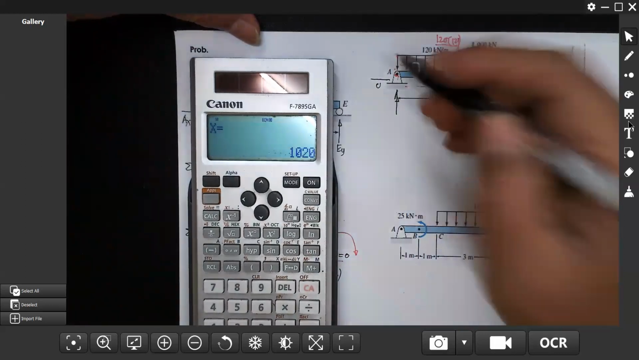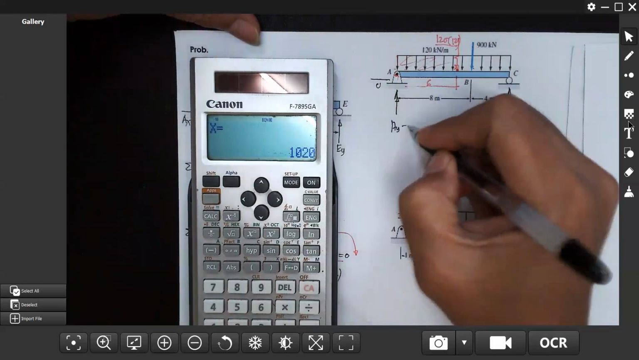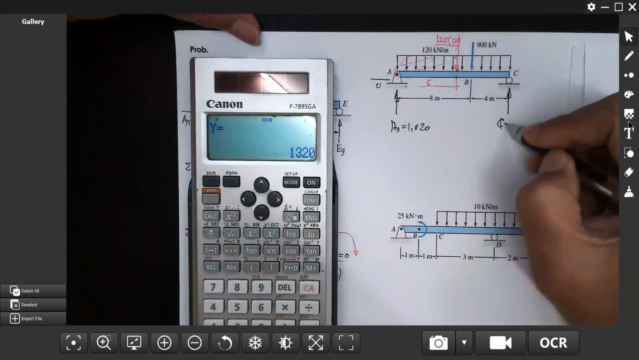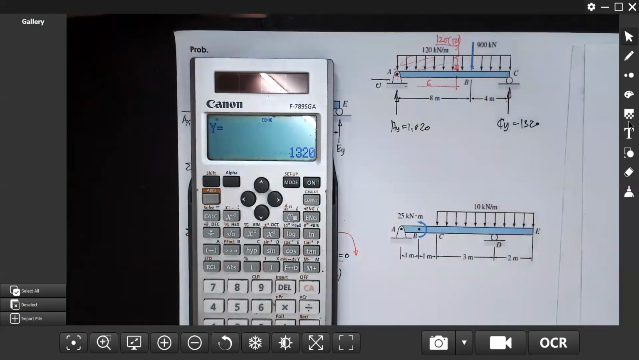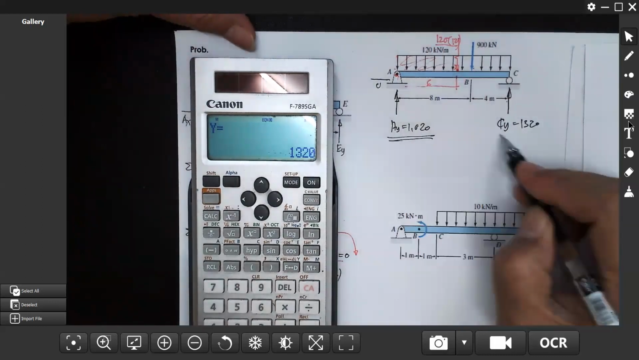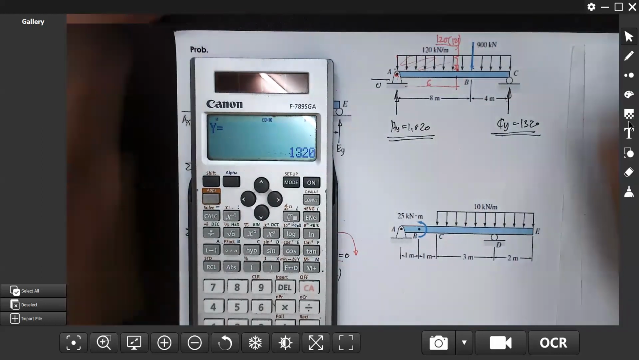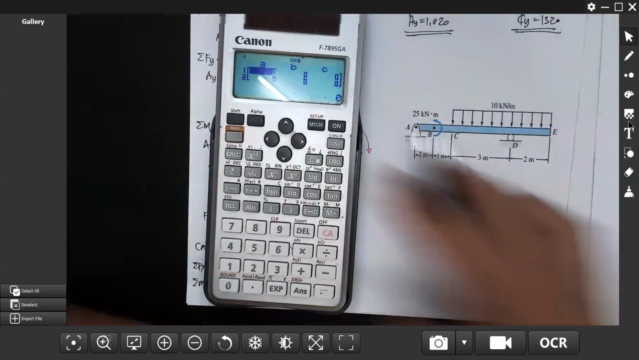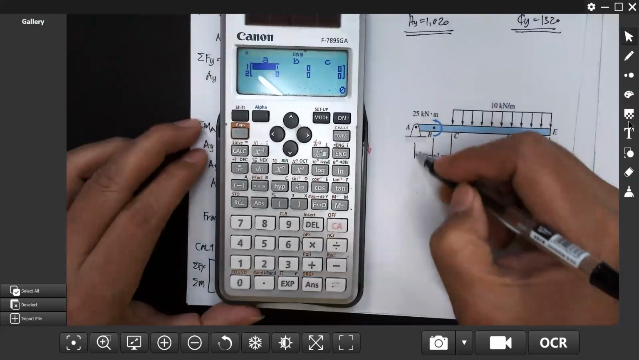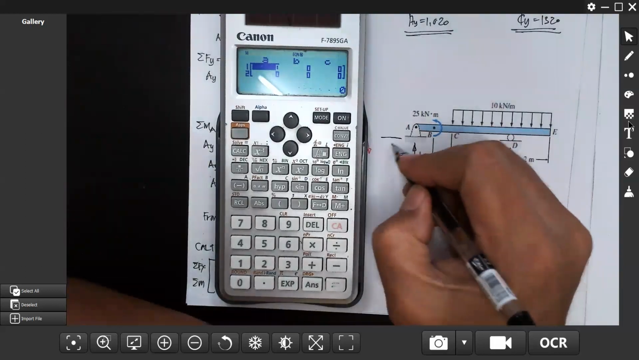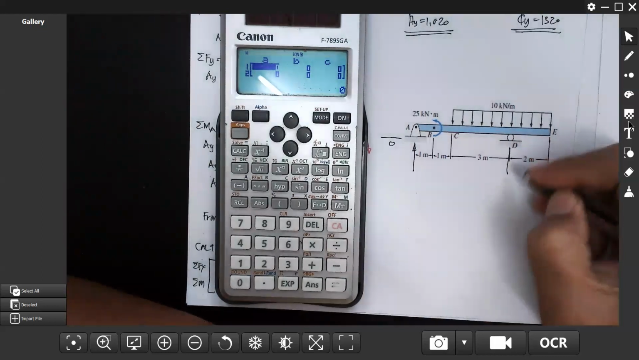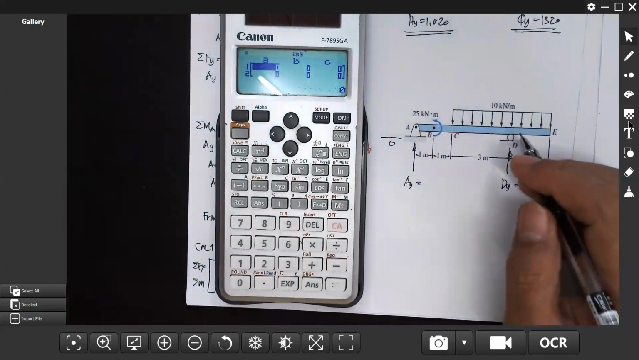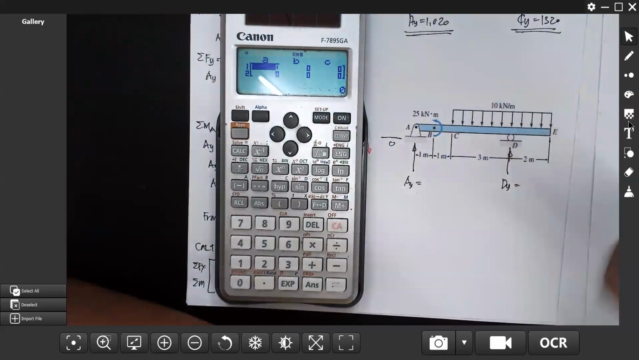Okay. And the reaction AY is 1020, and BY is 1320. Okay. That's it. That's very simple, no? Okay. Next. AX is 0, and then BY. Now, sige. 1, 1.